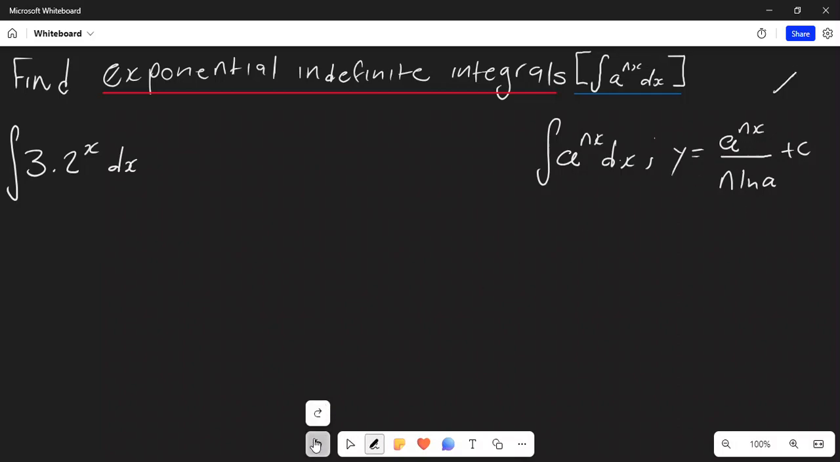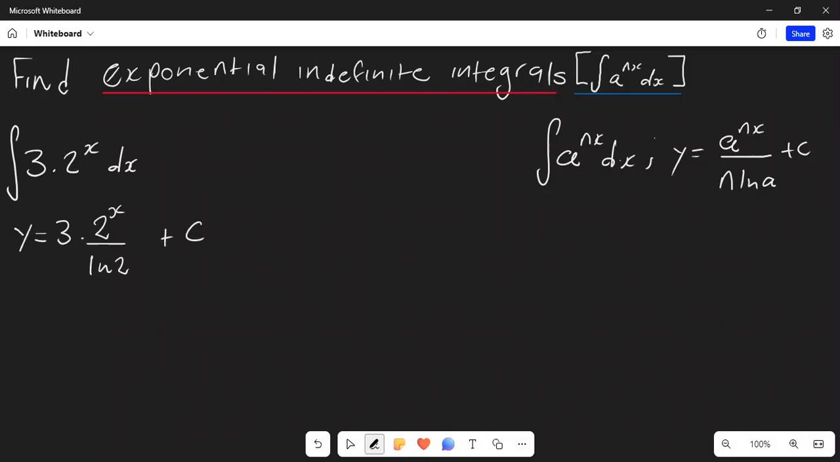Okay, now let's look at this. If you find the integral of this, it's going to be y equals, now since we have a coefficient, you take the coefficient on the side and then multiply it with your integral. So this is going to be 2. Remember, a is 2 and n is 1, multiplied by x, right? And then divided by n, which is 1, multiplied by natural log 2. Remember, this is a, the base, which is 2, plus c.